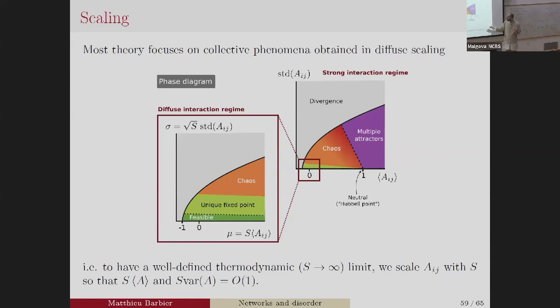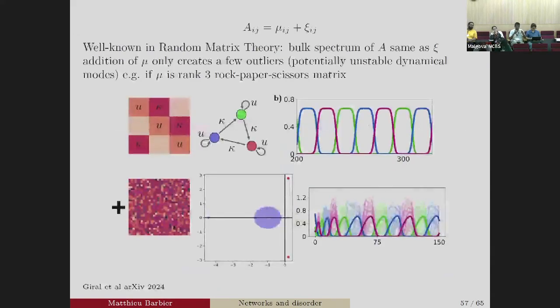So if you want to be in this well-defined thermodynamic limit, you send S to infinity and you still have many of the stable... yes, maybe I wasn't clear. You talked about overlaying the rock-paper-scissors dynamics of three species with all these random interactions. My question is, are the interactions involved in the rock-paper-scissors dynamics of a different order than all the random interactions?